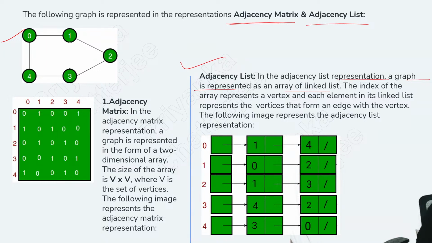The 0 is connected with 1 and 4. That's why you are writing 1 and 4. 1 is connected with 0 and 2. That's why it is like that. 2 is connected with 1 and 3. So we are representing this connection of the graph using a list and using a matrix. These are the two ways of representation. That's why in the matrix form it is always V cross V, so V square. And in list form it is always V plus E.